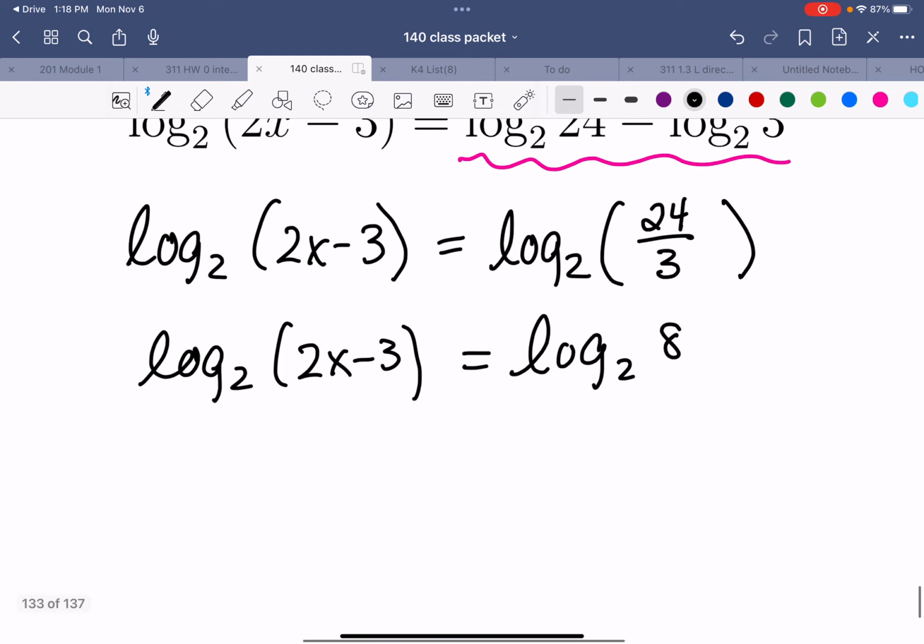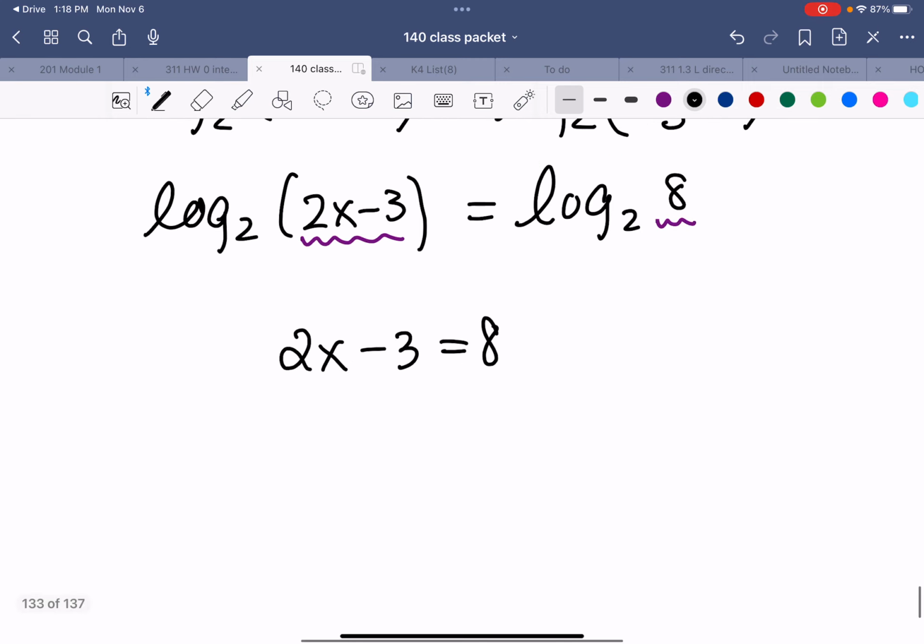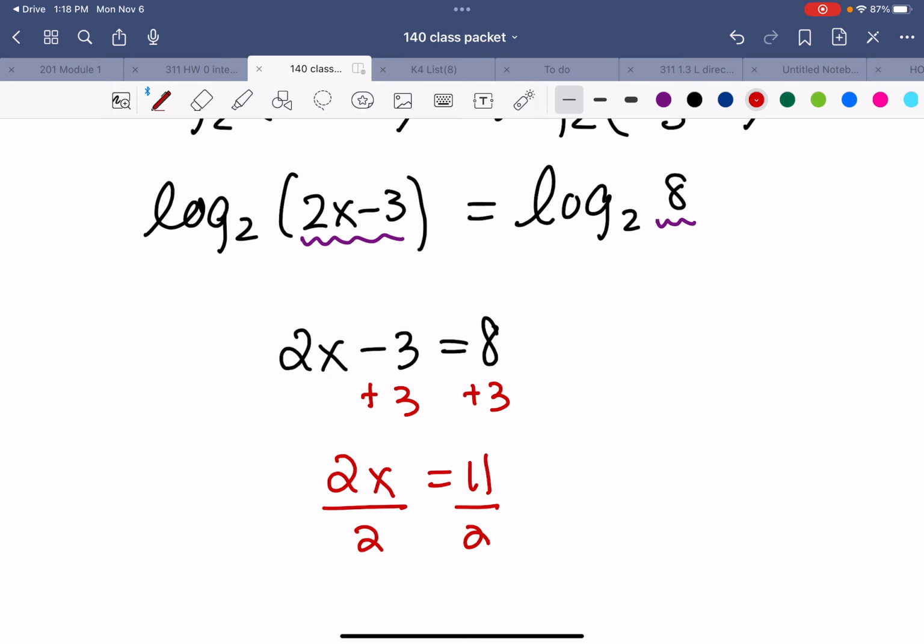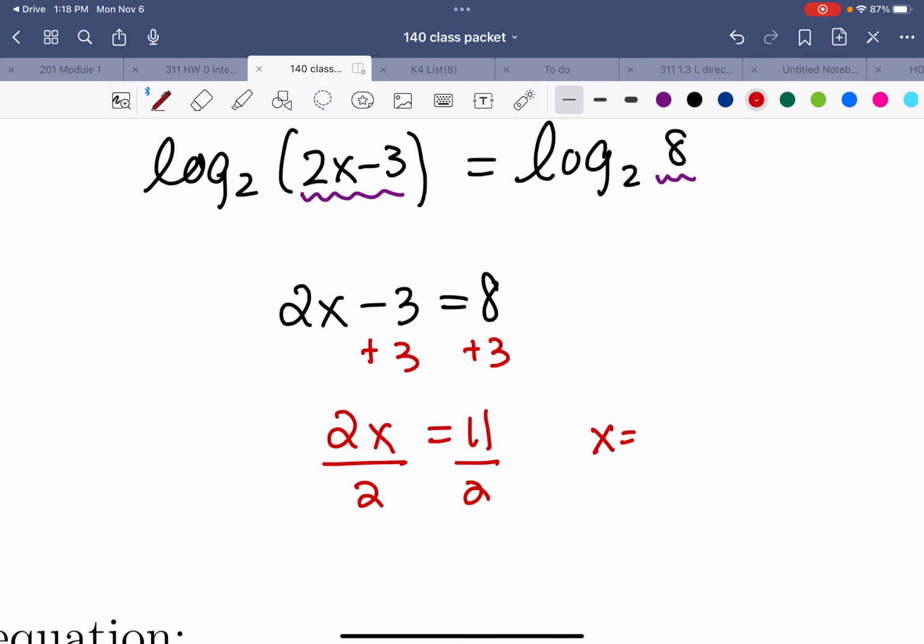Now that I have one logarithm on each side, I can take their arguments and set them equal to one another. So 2x minus 3 is equal to 8. Then I can solve. So add 3 to get 2x equals 11, and divide by 2 to get x equals 11 over 2, which is the same as 5.5.